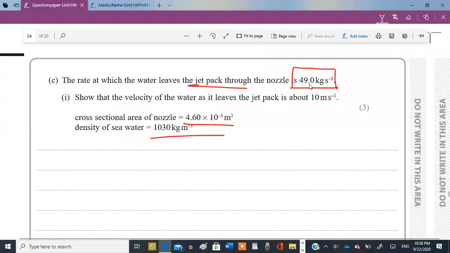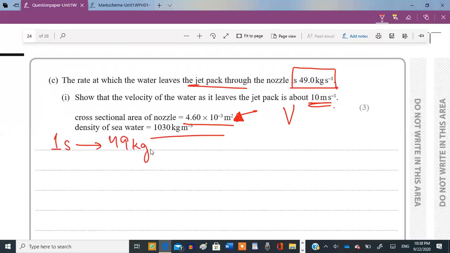Now the rate means the mass is given to you. And the density is also given to you. Mass and density can be used to calculate the volume, right? And then once you have the volume and you have the cross-sectional area, you can get the speed. Okay, and now listen very, very carefully. 49 kgs per second means that in 1 second time, there is a mass of 49 kgs that is passing through the nozzle.